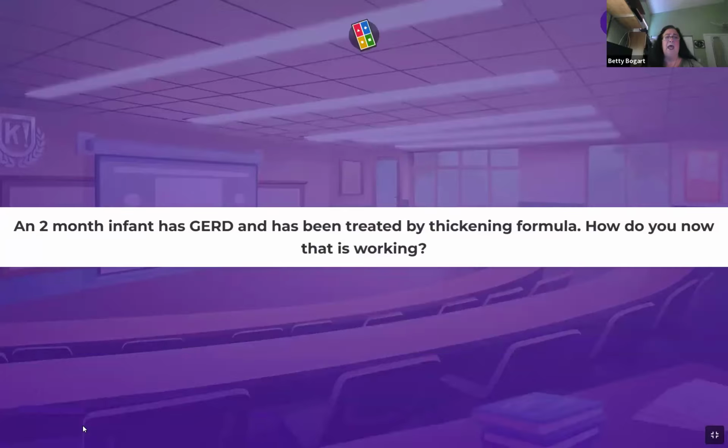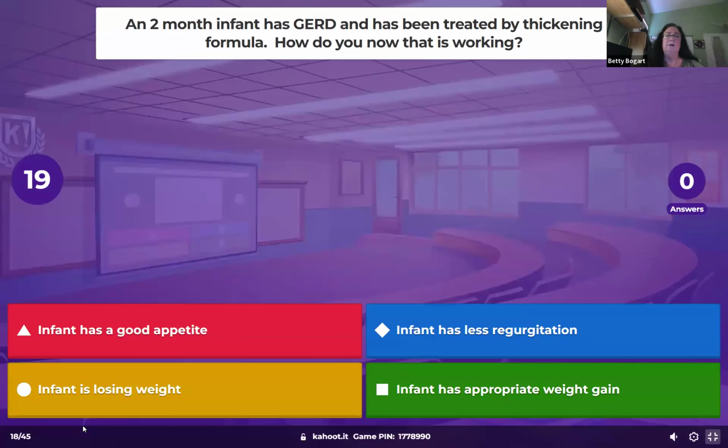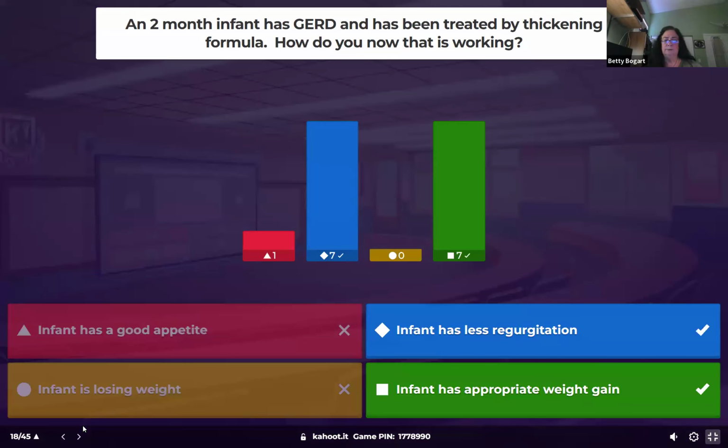A multi. A 2-month-old infant has GERD and has been treated by thickening the formula. How do you know that it is working? So we thicken the formula so they stop vomiting, right? What else do you know? So you're going to see a child that's not spitting up or has less regurgitation, and because they're eating and it's keeping down, they're gaining weight properly.